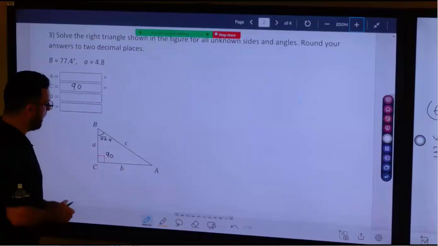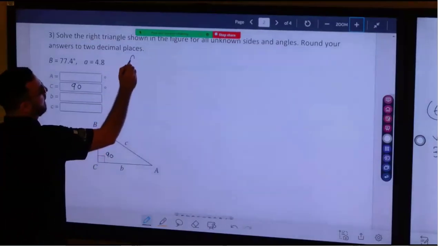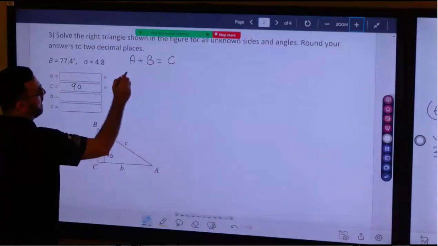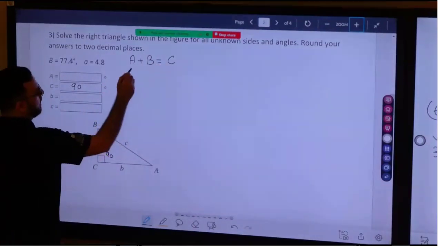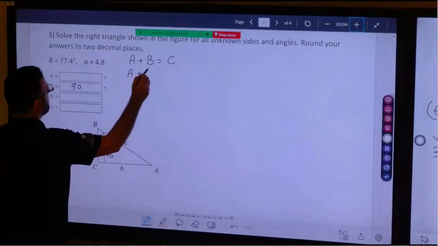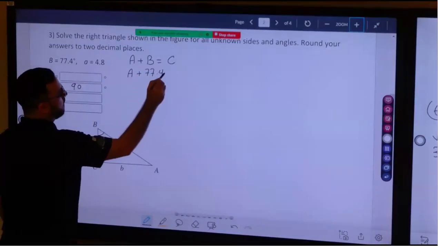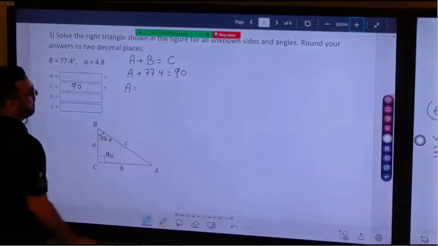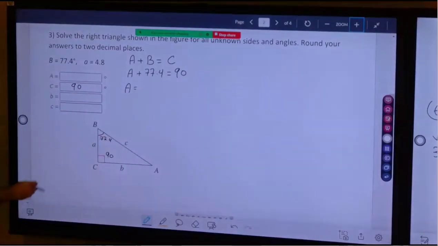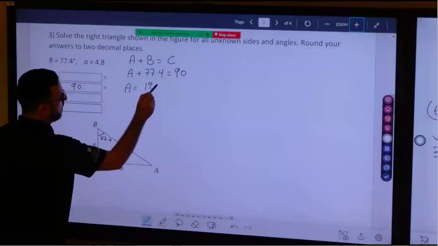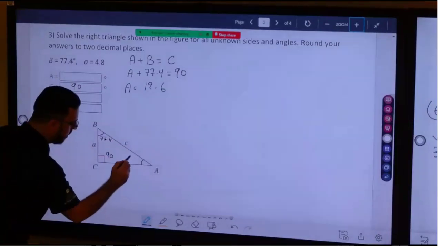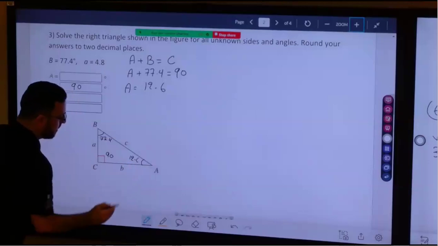How am I going to find the A? A plus B equals C. A is what we need to find, B is 77.4, equal 9. That means how much is the value of A? 12.7. There's the angle. 12.6.